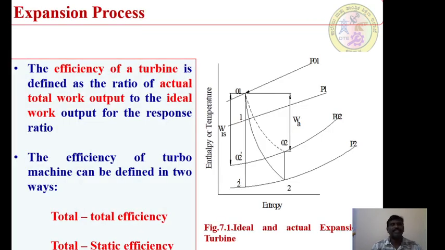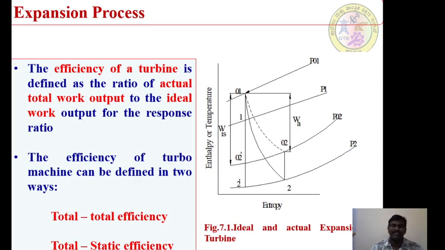Next, let us talk about an expansion process. Now we are all seeing an enthalpy entropy diagram in this case. We know that the efficiency of a turbine is always defined as the ratio of the actual work output to the ideal work output for the given pressure ratio. Yes or no? If you want to define an efficiency in case of a turbo machine system, there are two important concepts we have to keep in mind.